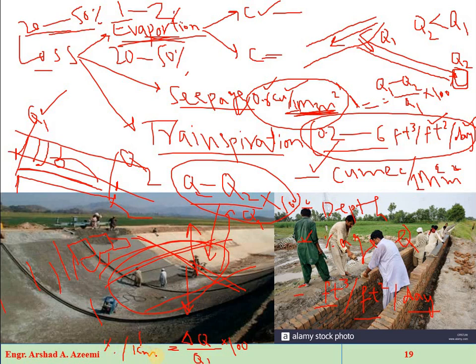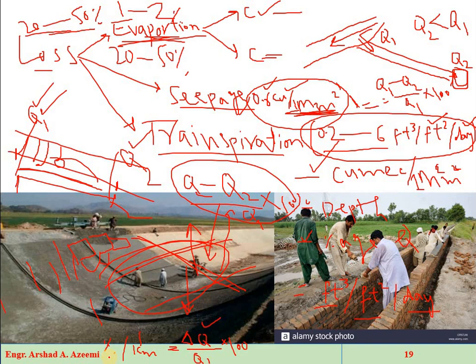In 1 kilometer, how much percent of the discharge has been lost? If you have Q1 here and Q2 here, the difference between these two will be delta Q. So delta Q divided by Q1 multiplied by 100 will give you the percentage losses in 1 kilometer of the given irrigation canal.